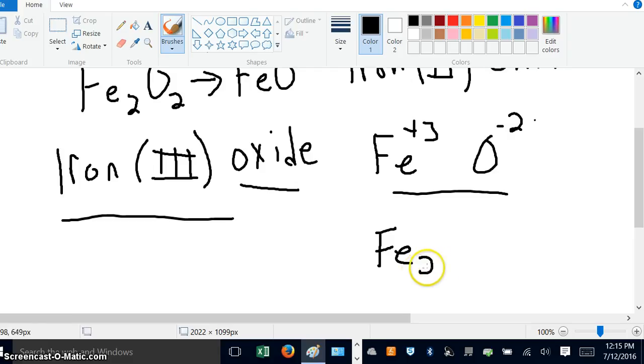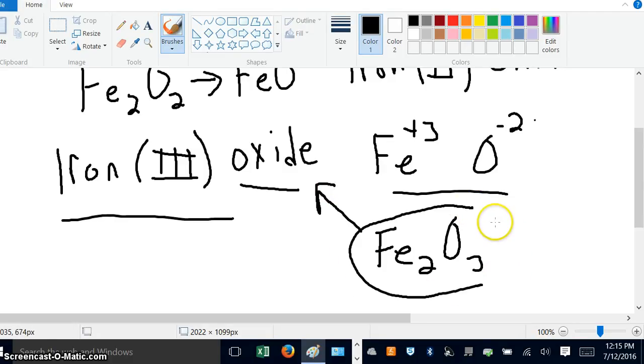Fe2O3. So this formula, Fe2O3, is the compound iron 3 oxide. They mean the same thing. So whether it's this as the chemical formula or the proper name, iron 3 oxide. That's kind of nice.